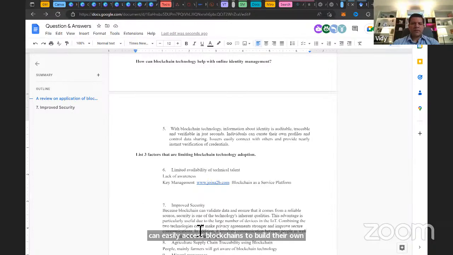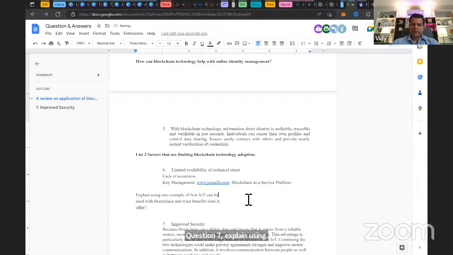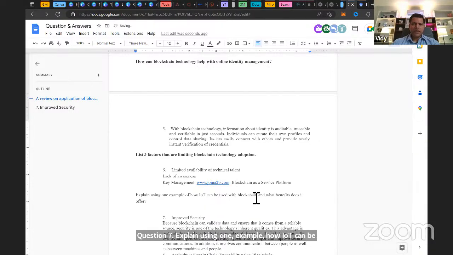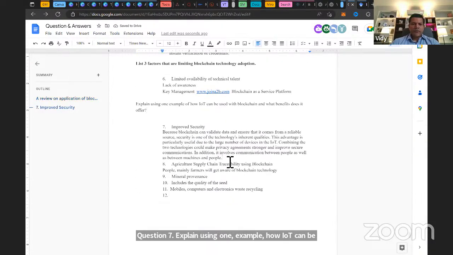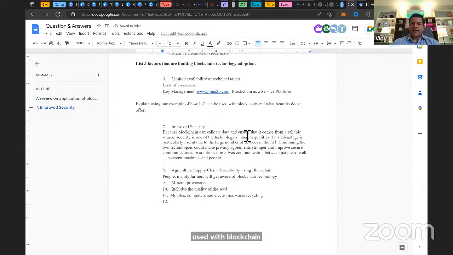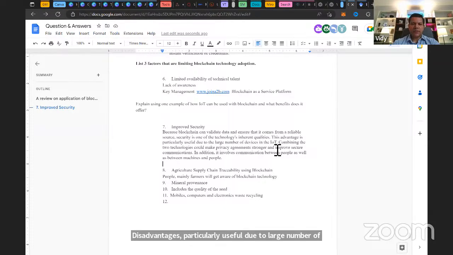Question 7, explain using one example how IoT can be used with blockchain. So what have you got here? Because blockchain can validate data and ensure it comes from a reliable source, security is one of the technology's inherent qualities. This advantage is particularly useful due to the large number of devices. Combining the two technologies would make privacy agreements stronger and improve secure communications. In addition, it involves communication between people as well as between machines.